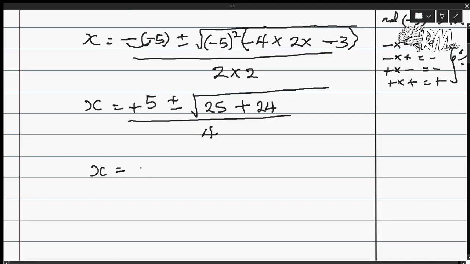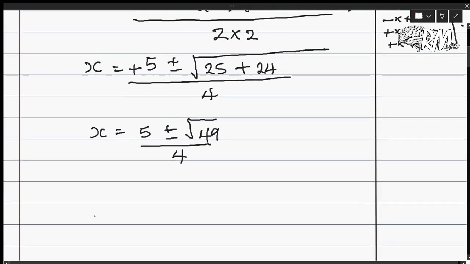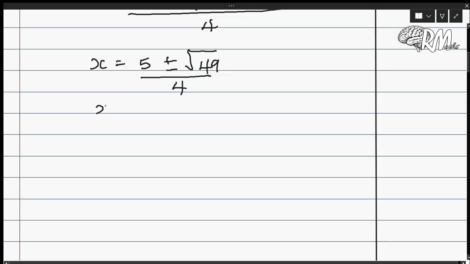Then we have x equals plus 5 here. I can also write it as just ordinary 5, plus or minus the square root of 24 plus 25, or 25 plus 24 gives me 49, all over 4. And using your calculator, we have x equals 5 plus or minus the square root of 49. The square root of 49 using your calculator is 7 times 7, which is 49. So therefore the square root of 49 is 7. So I have it as 7 all over 4.